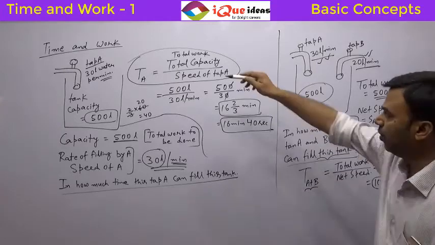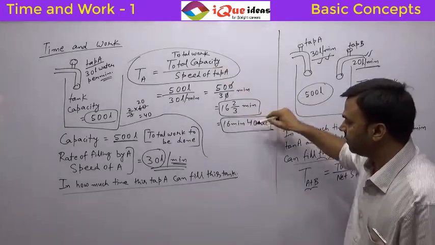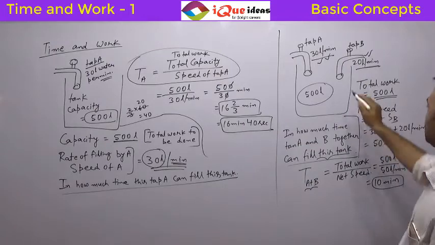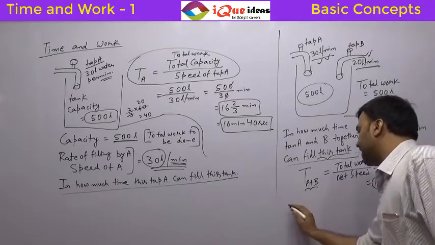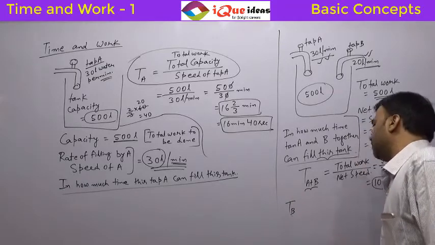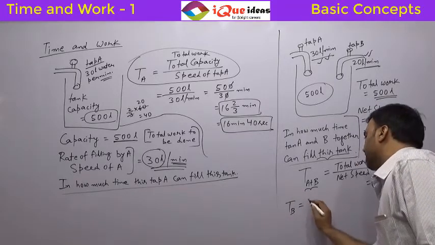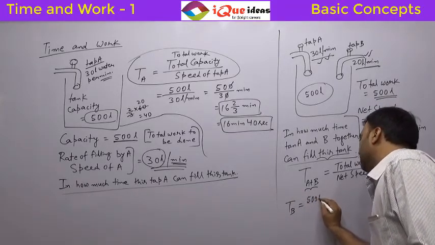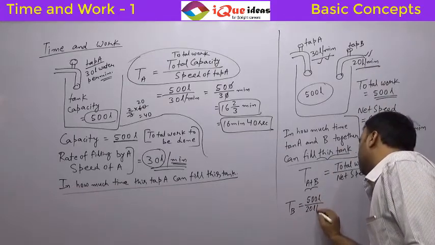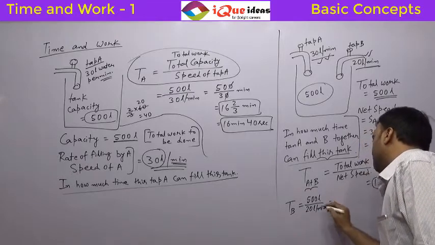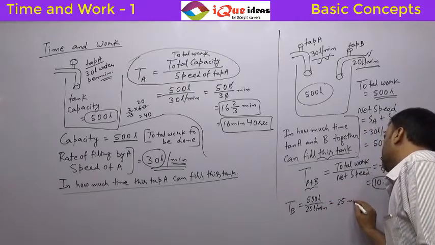So you can see that tap A alone was filling in 16 minutes 40 seconds, whereas A and B together can fill it in 10 minutes only. Suppose it was asked what is the time taken by B alone to fill the tank. That would be 500 liters divided by the speed of B, which is 20 liters per minute. So 500 by 20, that is 25 minutes.